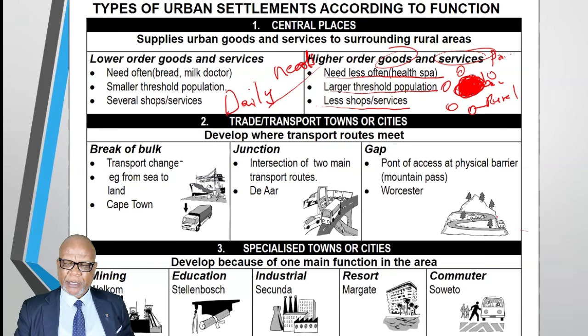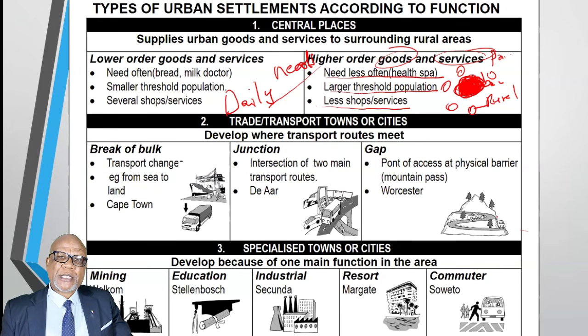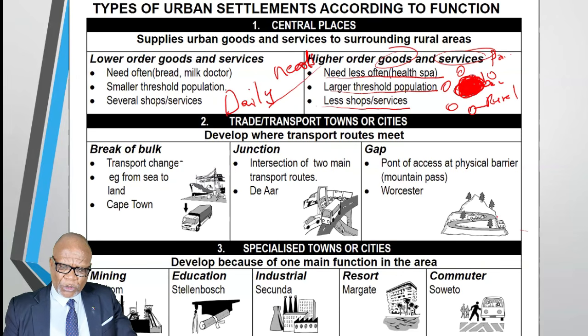And again, you can look at the high school. A high school will be a low order center compared to a university. A university is a high order center because a high order center is going to have a larger threshold population, which means it's going to attract more people. So your school is going to be a low order center because the school is going to attract fewer learners compared to universities.